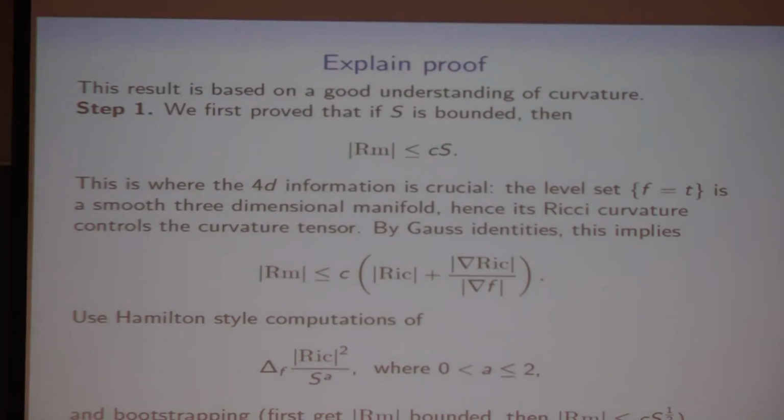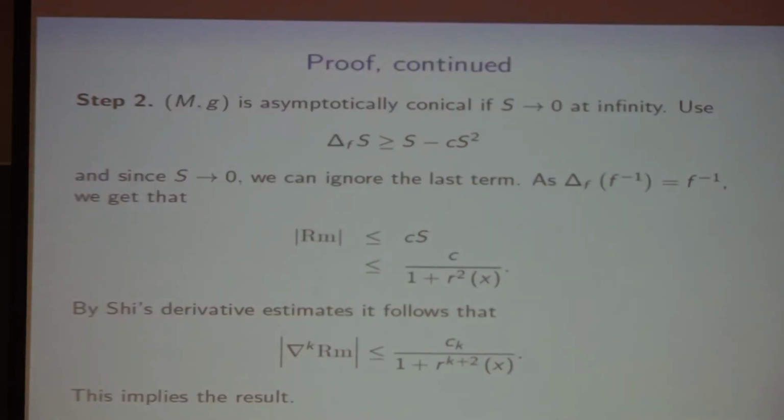You have to bootstrap. You have to do first by S to some power less than 1, then push it to 1, then push it to less than 2, then push it to 2, and so on, because of this term, essentially. So eventually you do get Riemann bounded by S from this idea.